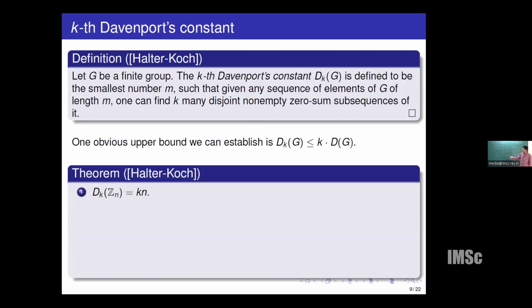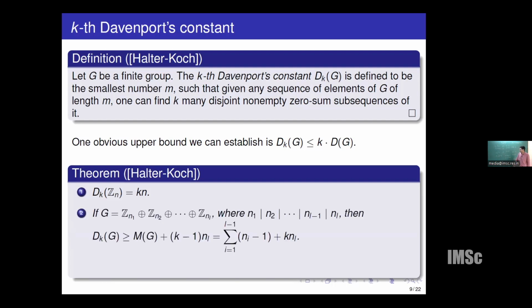And what he showed is that D_k of Z_n is kn. Also, if you write G in the earlier form as a finite abelian group, then D_k(G) will be greater than or equal to d*(G) plus k minus 1 times the highest number. That is also easy to show. You take again n_i minus 1 many copies of e_i for all i less than l, and you take k n_l minus 1 many copies of e_l. So that will be a sequence which will not have k many zero-sum subsequences.